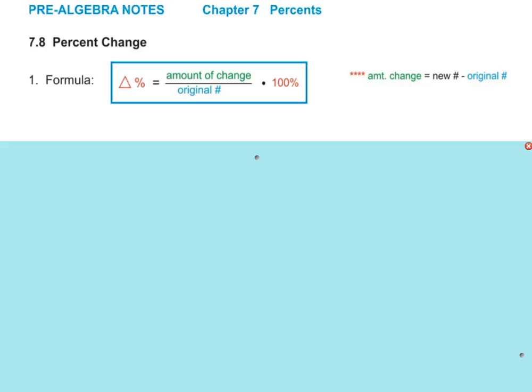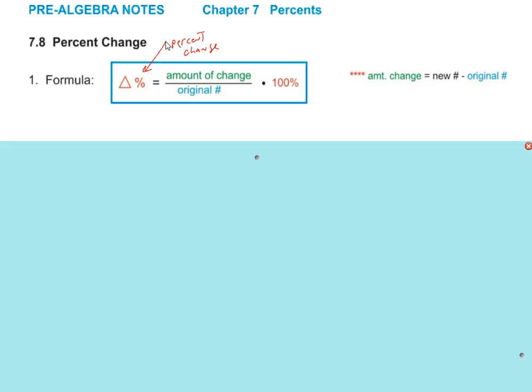One of the last formulas there involves percent change. Now, there's another way to do this type of problem, but this formula is the easiest way. A triangle means change. So this is the symbol for percent change. If you were to read it, it would technically read as change in percent. The triangle is a symbol that means changing. So change in percent.